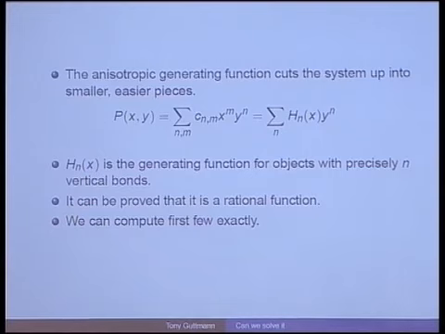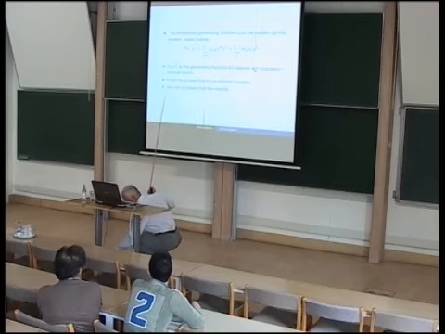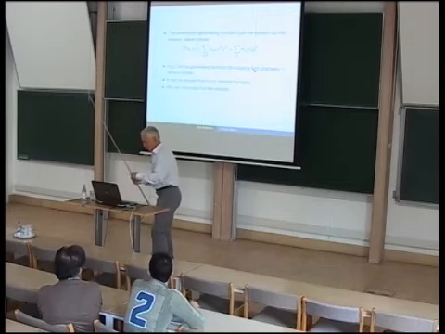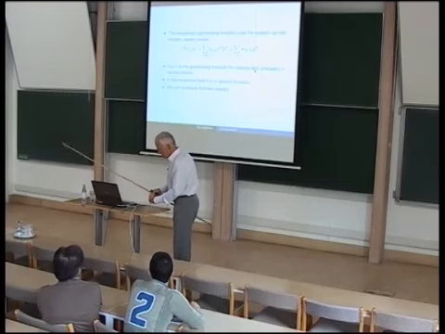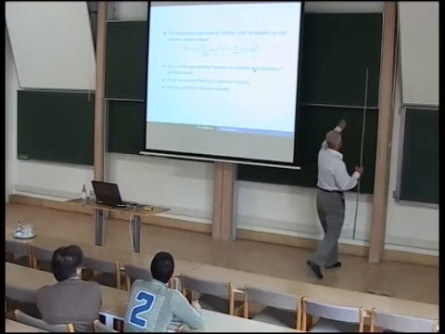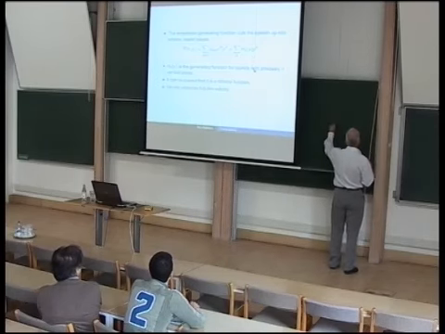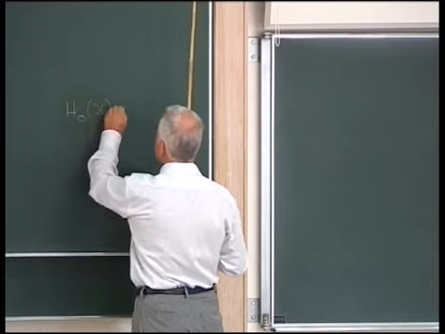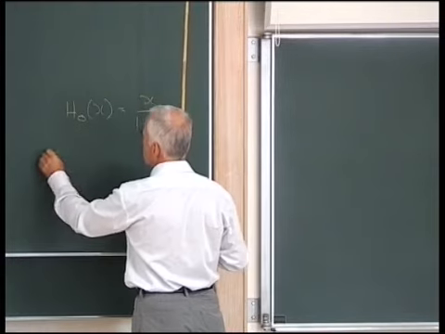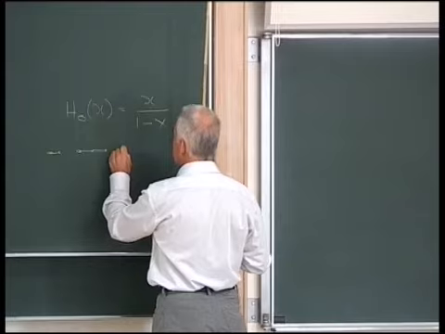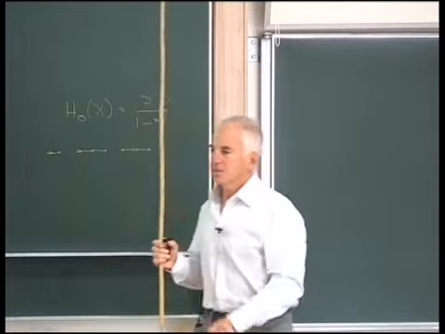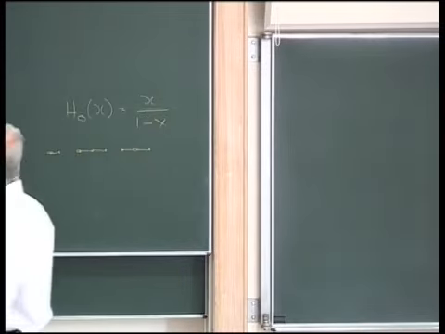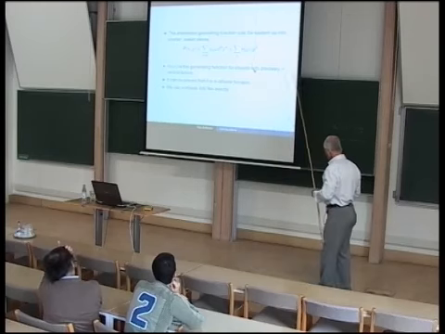Quite trivially, just where's the chalk? If we're looking at these animals, then the simplest case is h_0, and if we ask for the generating function h_0(x), it's just x over 1 minus x, because you can have something with 1 bond, with 2 bonds, with 3 bonds, etc. So, as I say, we can compute the first two exactly. There's the first one.